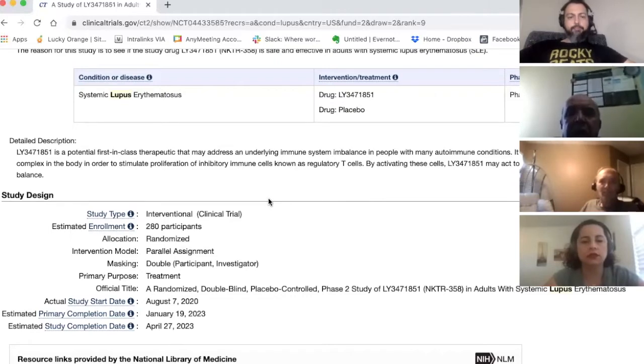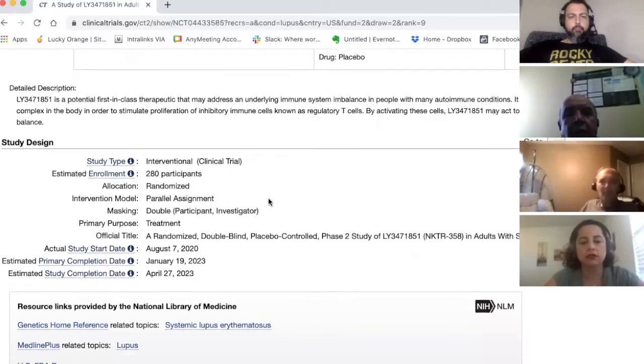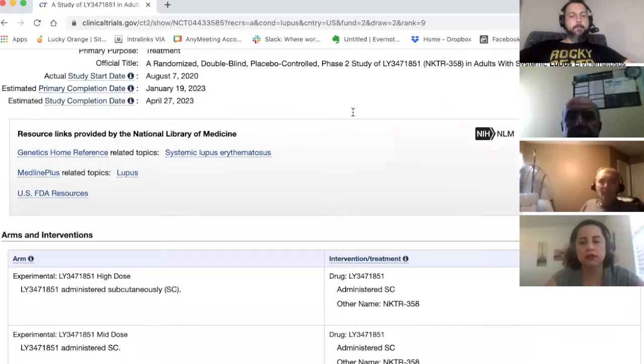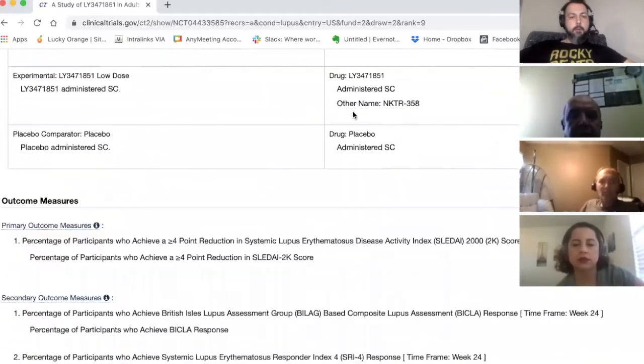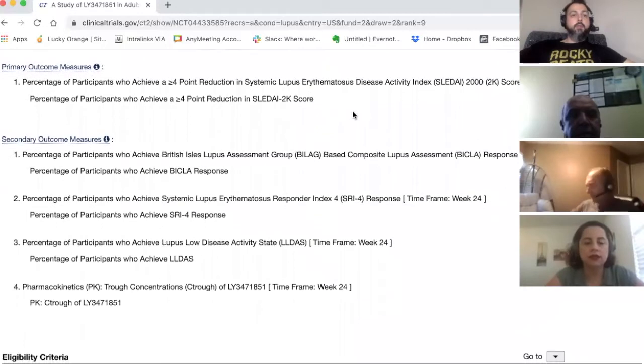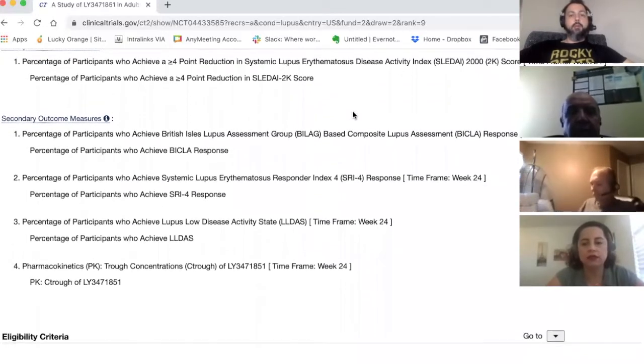So they're trying to find an anti-IL-2 to reduce the inflammation in the body, in order to stimulate proliferation of inhibitory immune cells known as regulatory T cells. For this one, the percentage of participants who achieve a greater or equal 4-point reduction in the systemic lupus erythematosus scale. This is their scale.